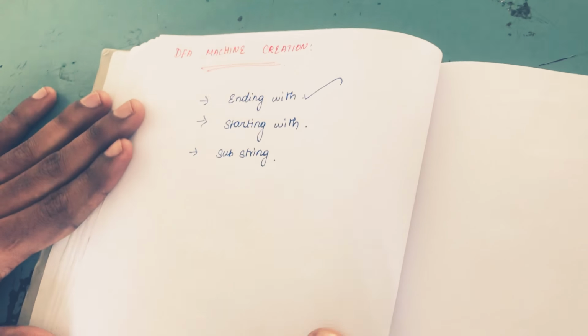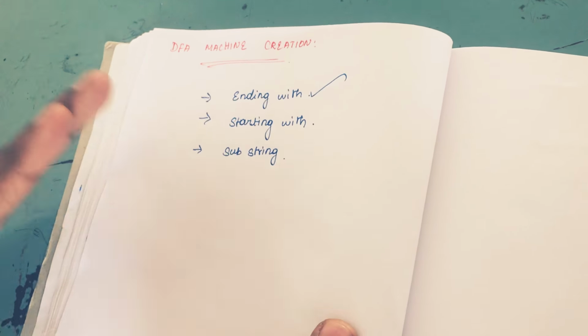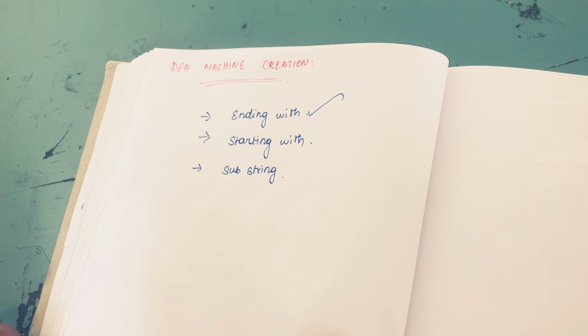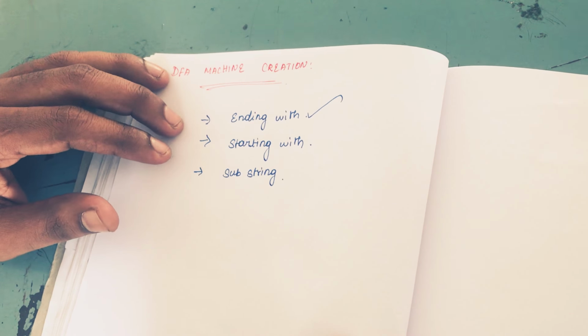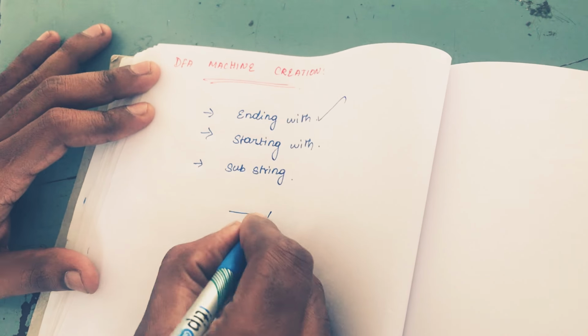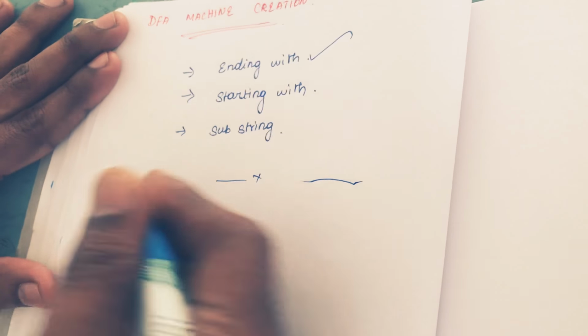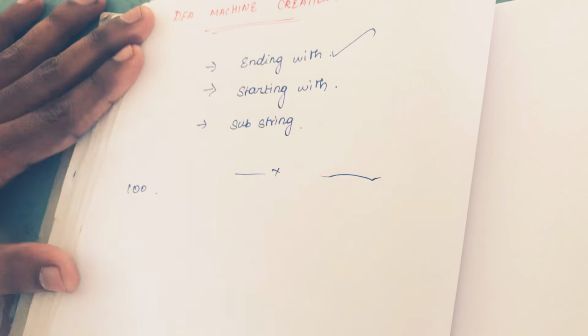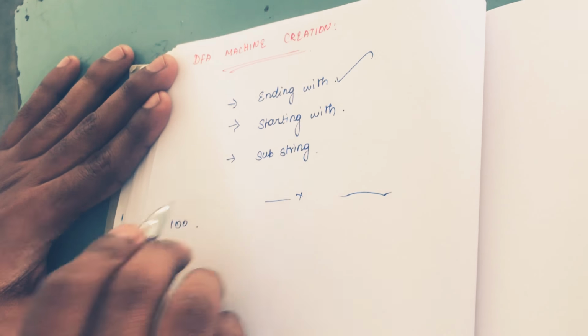So the input will be given. If the string is ending with some letters or some inputs, that input should be accepted, reaching the final state. So that is a condition. Let us take an example: 100. If my input string may be anything, but if it is ending with 100, it should reach the final state.